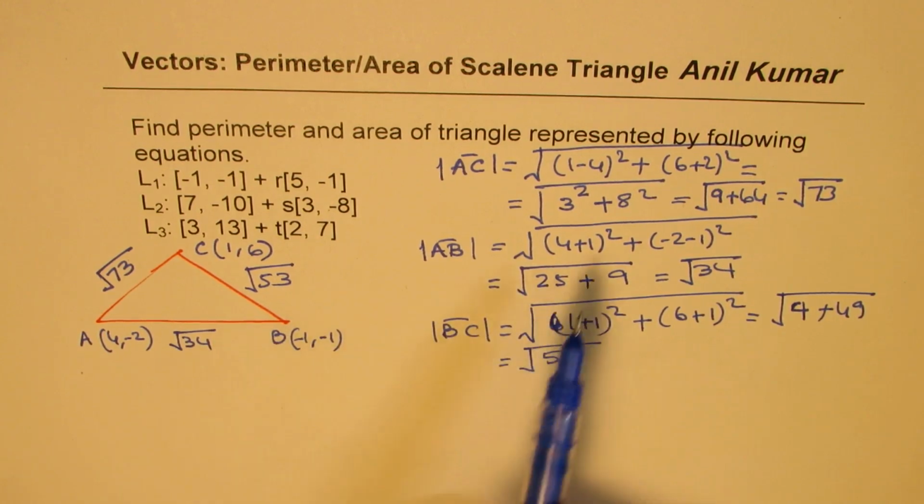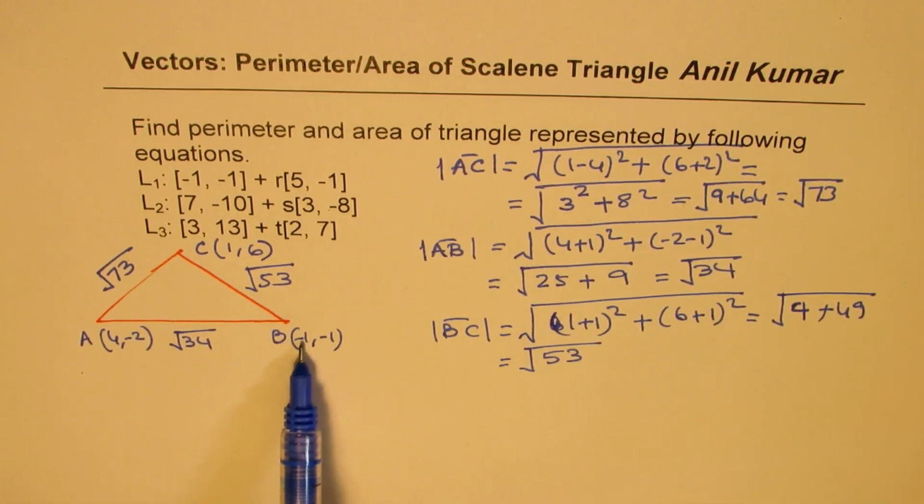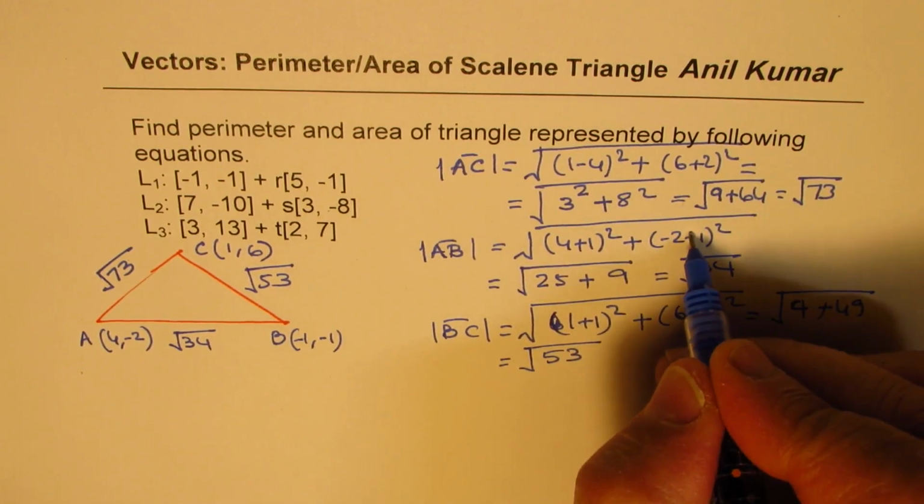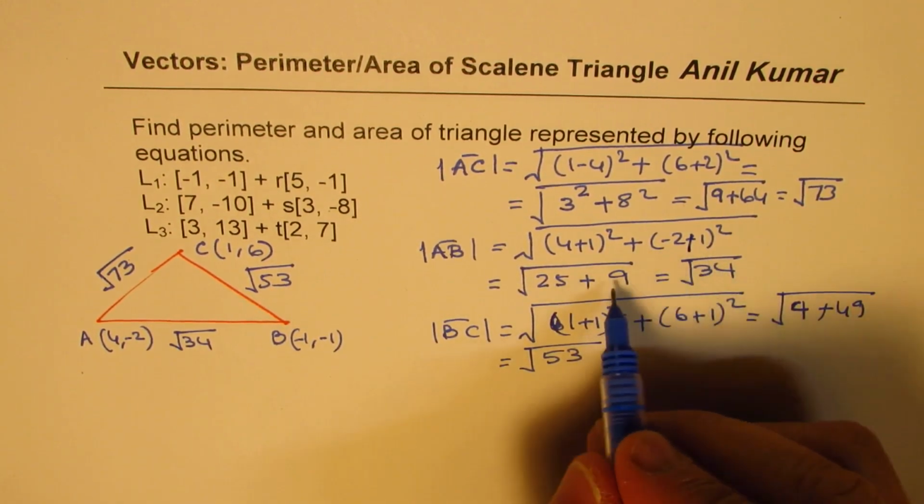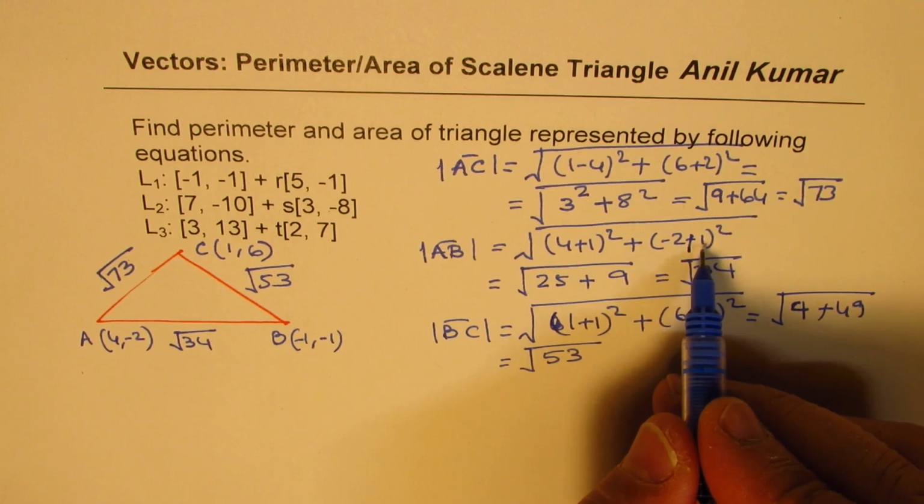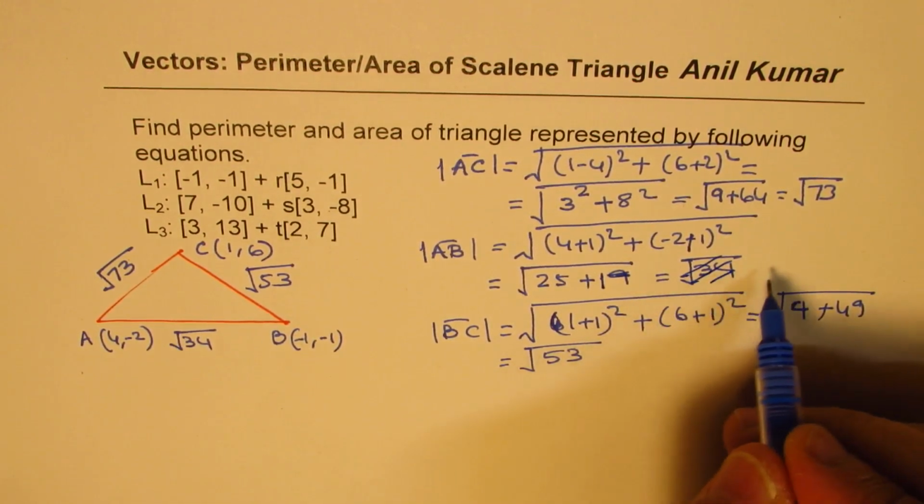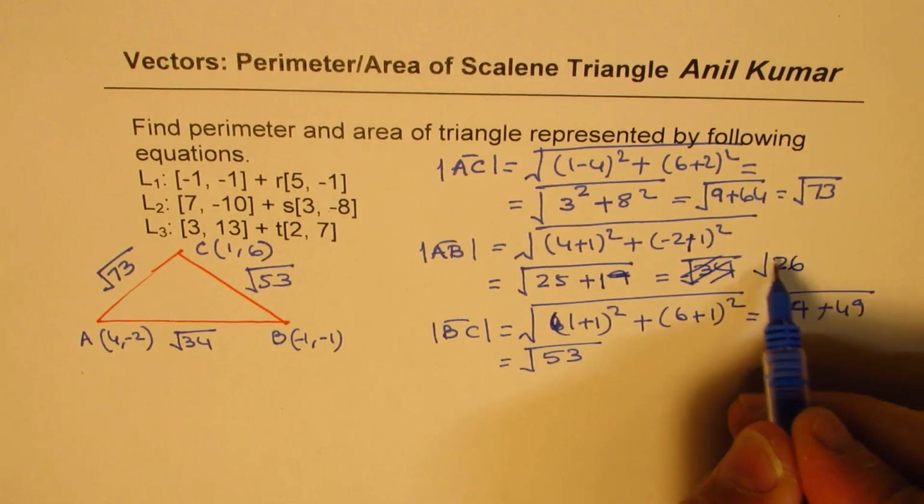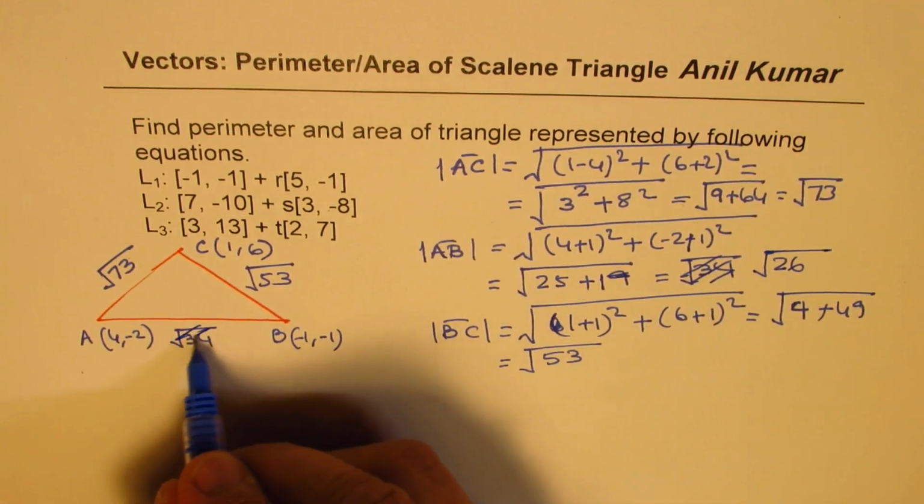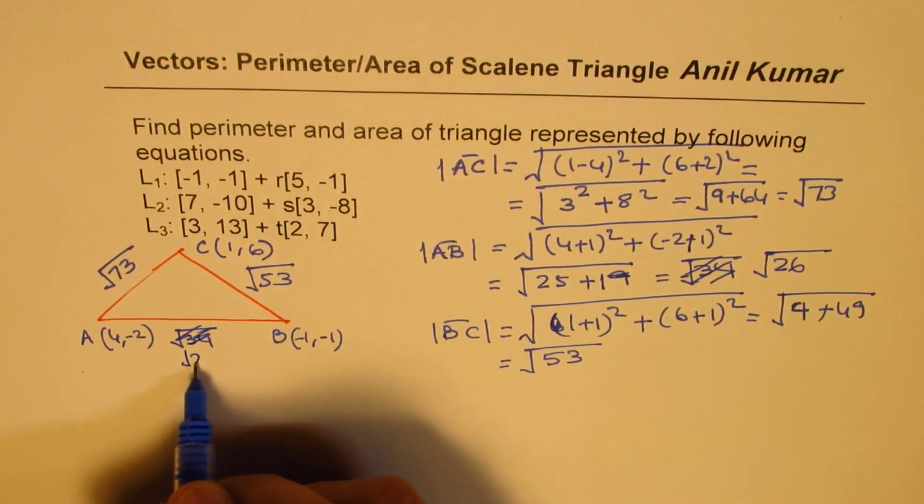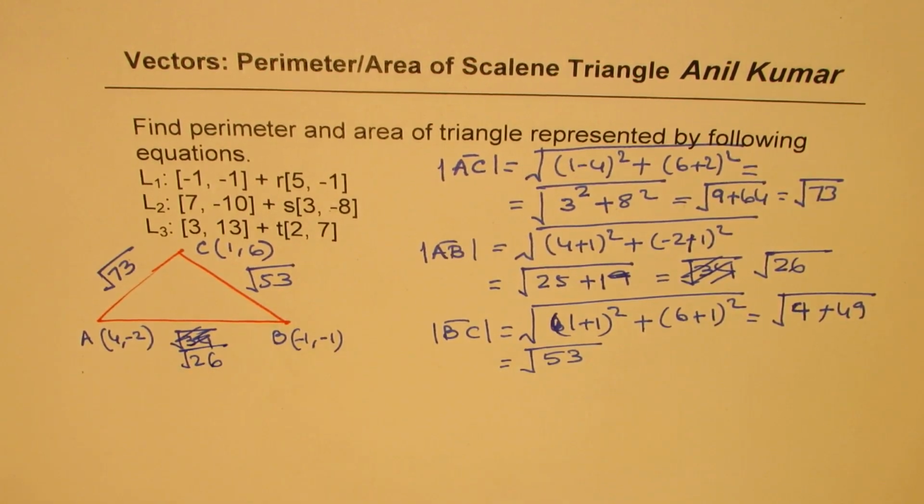I've made a mistake here. 4 minus 1 is plus 1. This is minus 2 minus 1, so this becomes positive. So it is minus 2 plus 1, which is 1 square. So it is not 9 but 1. And so this length is square root of 26. AB is square root of 26. Okay, so that is how you're going to find the side lengths.